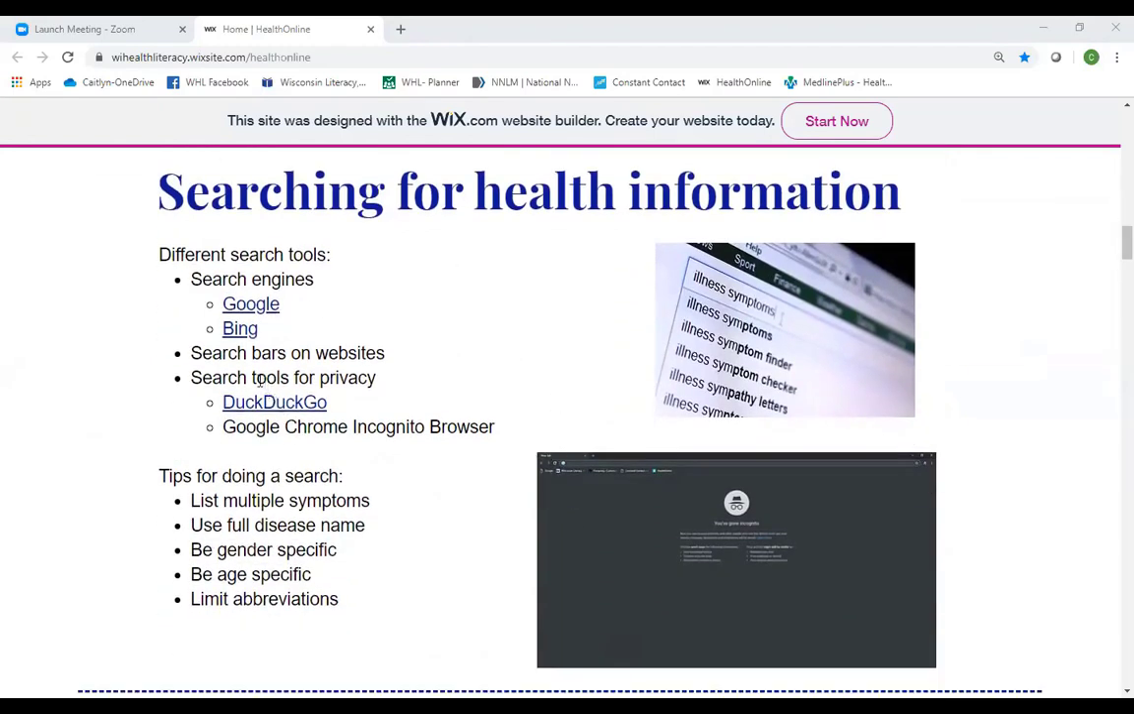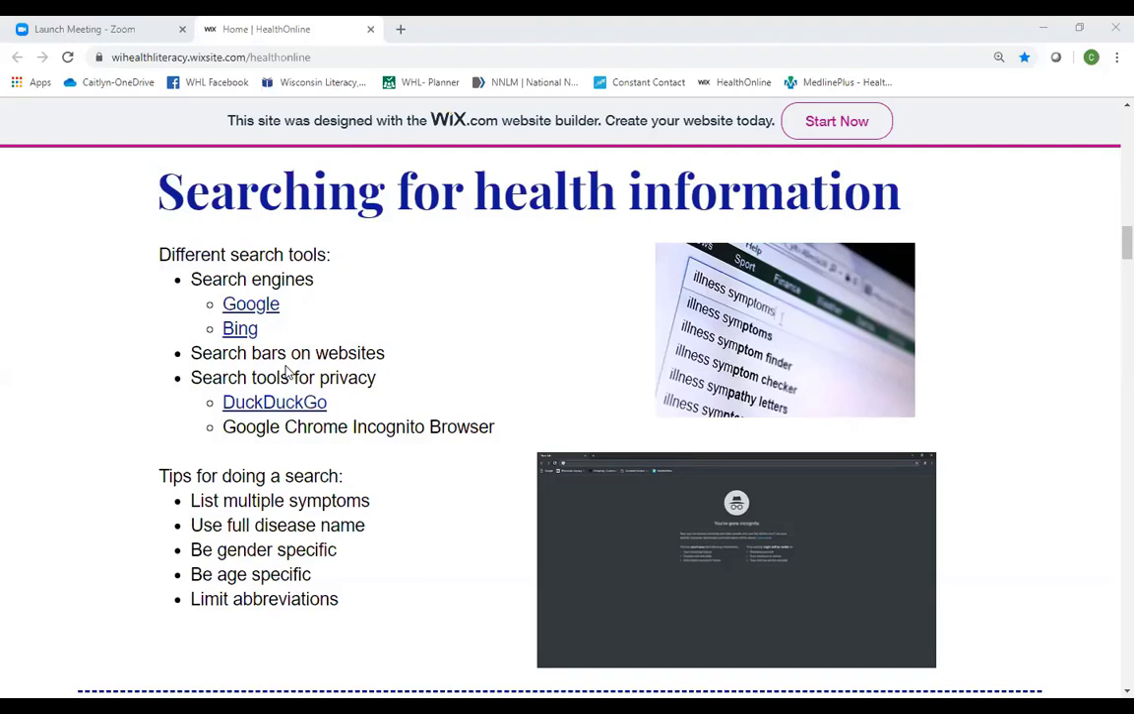And then we really get into searching for health information, and this is where we talk about the different search tools, explaining what a search engine is, and then some of the neat features on privacy and utilizing some privacy tools, with DuckDuckGo being the private search engine, and the difference between that and using a private browser, those capabilities, because privacy is very important for people, especially when it comes to health information.